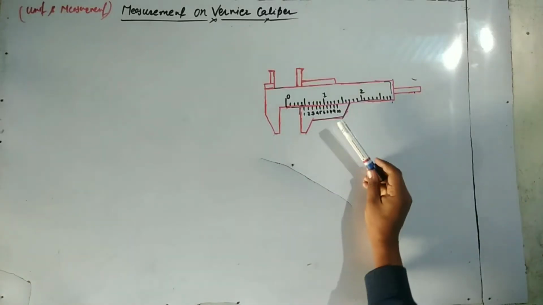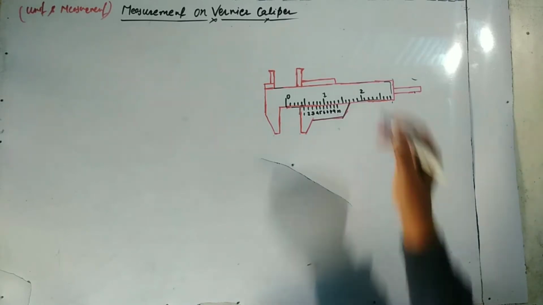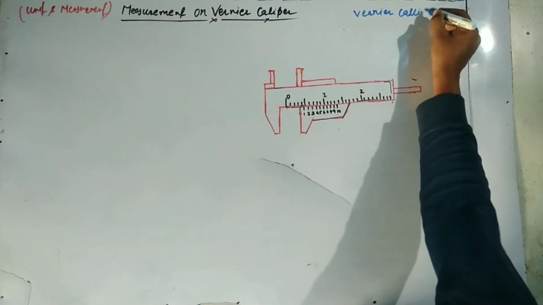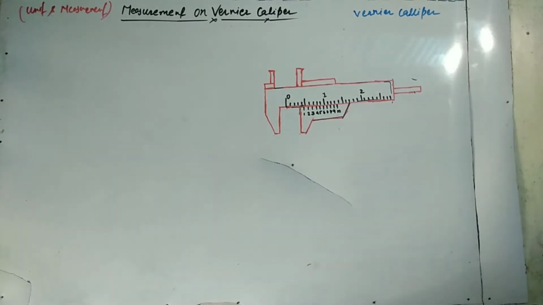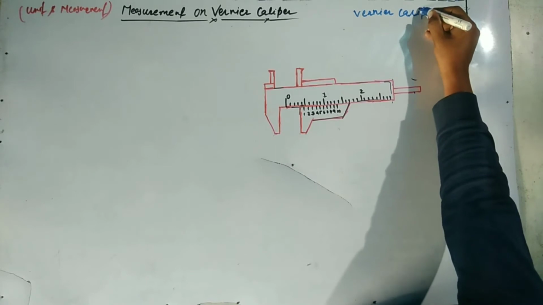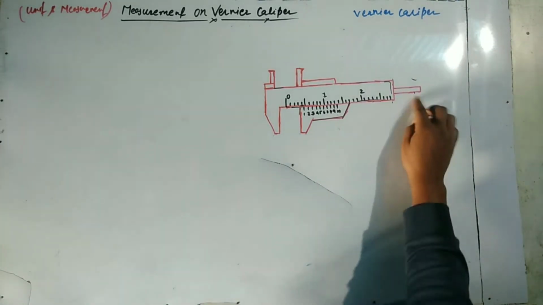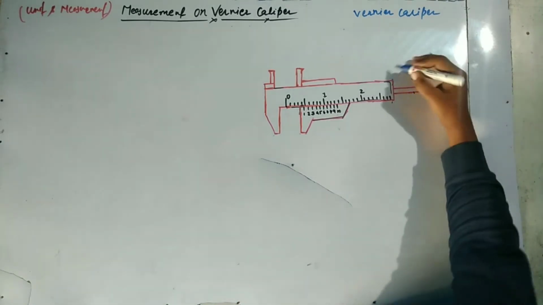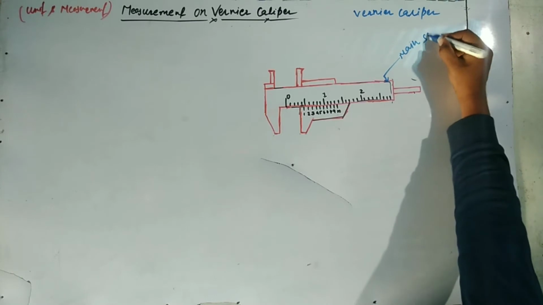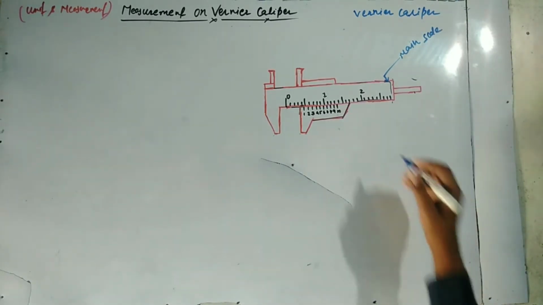Hello dear student, we are studying physics as well as general science, and today's topic is measurement on Vernier scale. This topic is from the unit and measurement chapter. In the last video, we discussed what a Vernier scale is and its uses, and today's topic is measurement on the Vernier scale. So we draw a Vernier caliper.